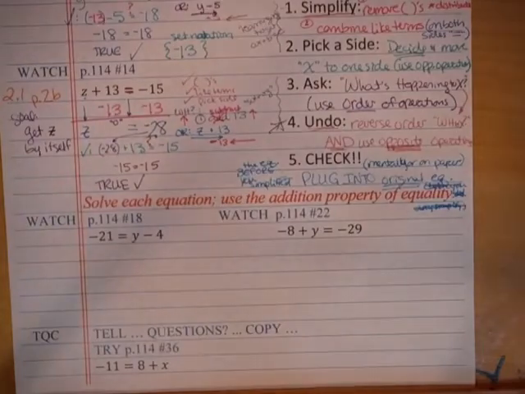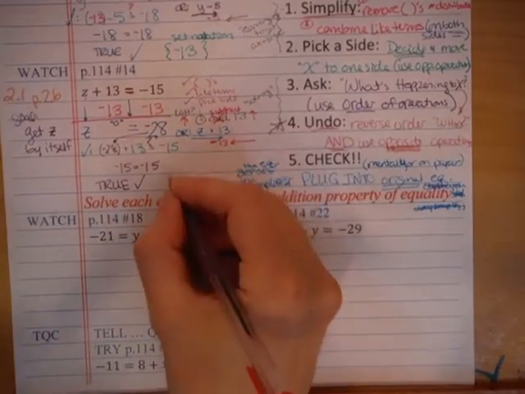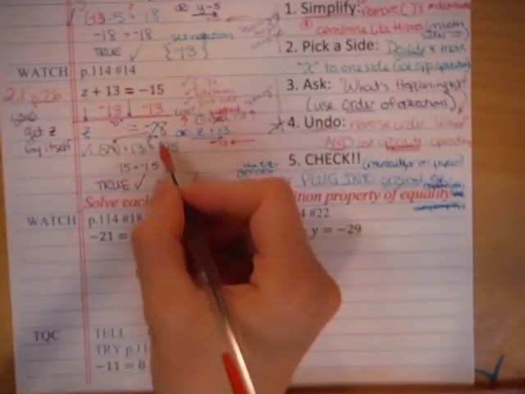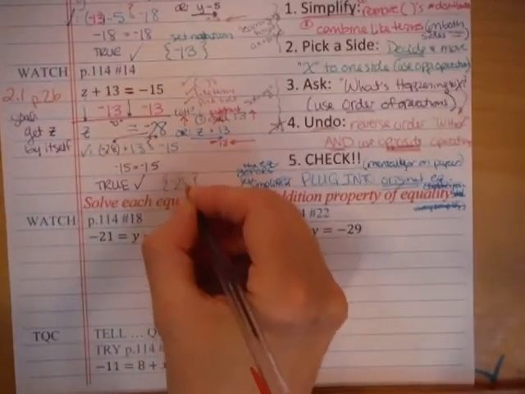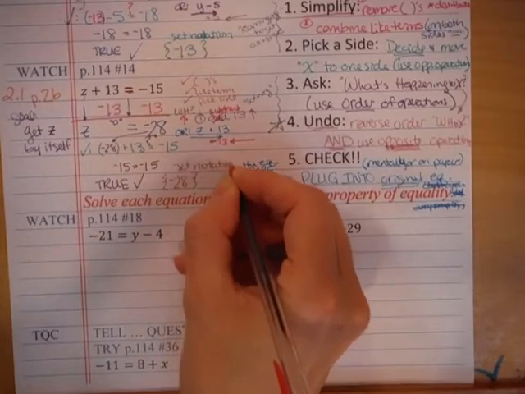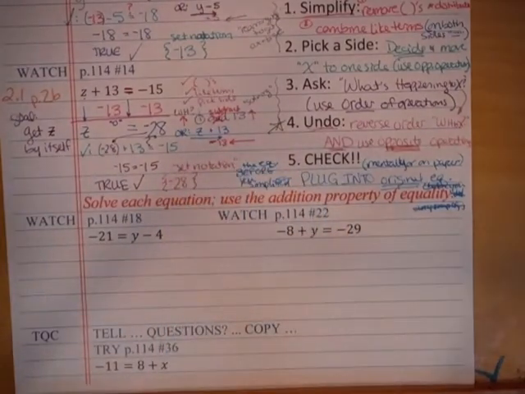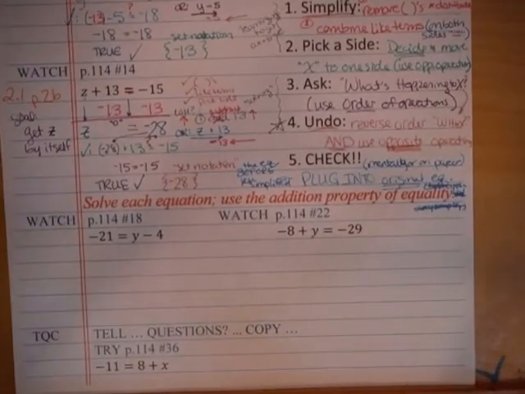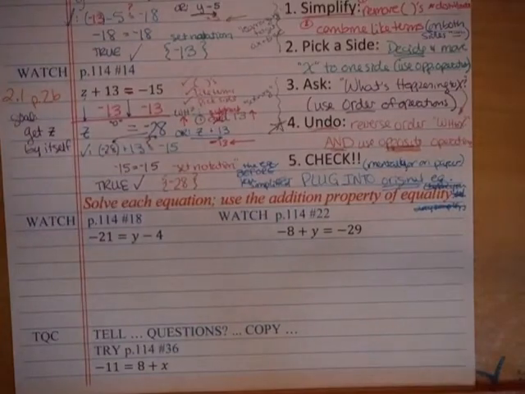And now I'm free to give my final version, my grown-up, fancy, very, very elegant answer, and that is the set containing negative 28. Okay, this is set notation. And we'll learn more about it as we go, but we're just starting to kind of up the level of our mathematics here.